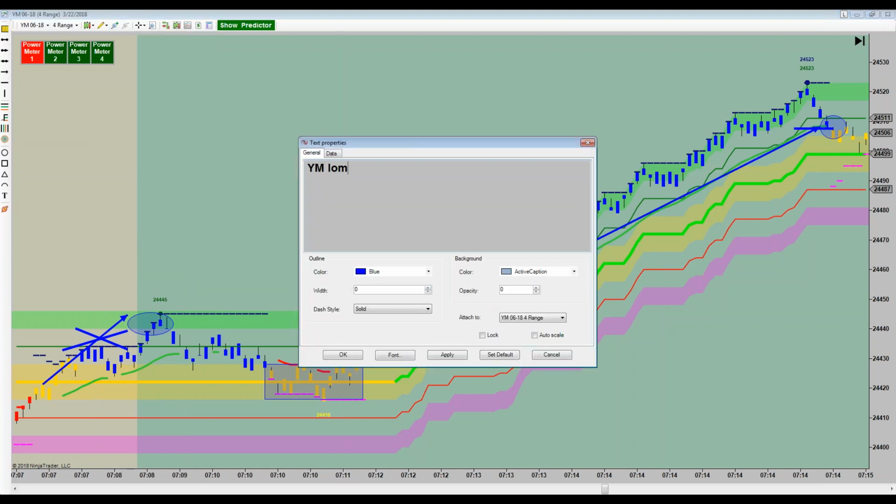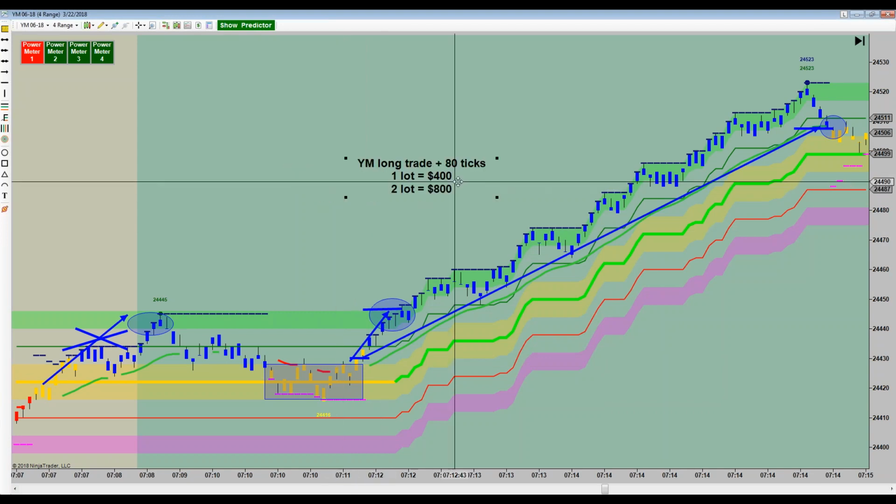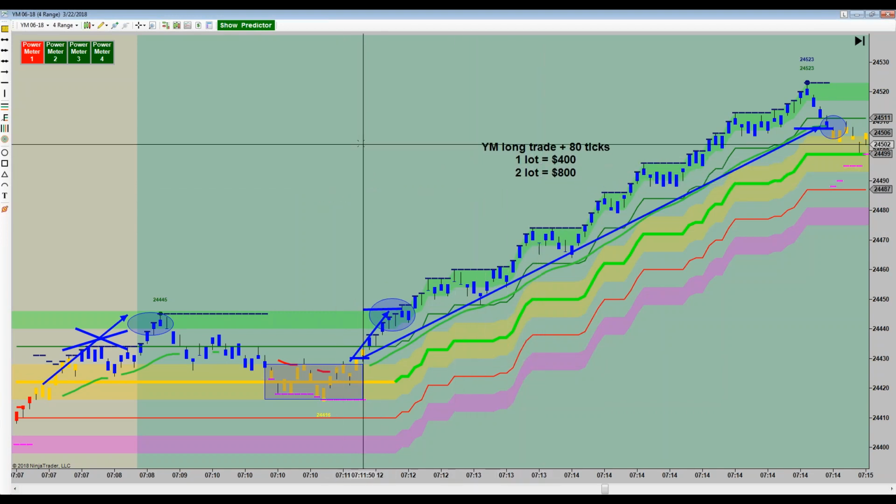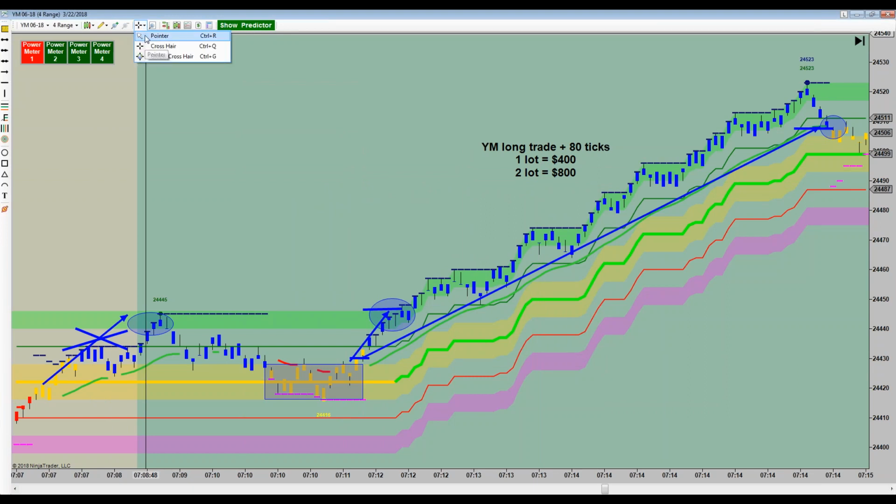YM long trade. Plus 80 ticks. One lot, $400. 2 lot, $800. Let's say that you only took 1 lot and you took this 1 trade and you did it 10 days in a row. How much money would you make? Yeah, 4 grand.